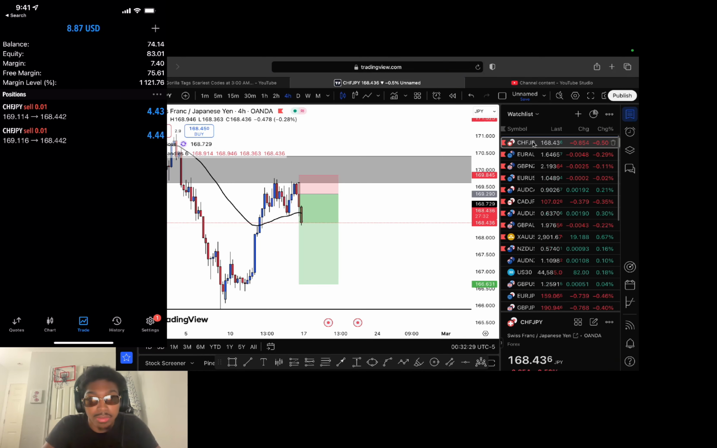CHFJPY, another beautiful trade. I'll update you guys on whether this trade is a winner or whether it loses, and I'll just let you guys know how the trade is going.